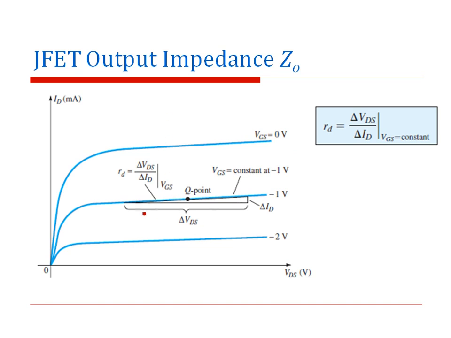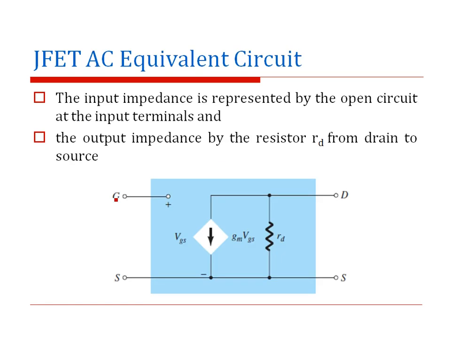For a constant VGS, if you find out the ratio of delta VDS to delta ID, keeping this VGS constant, you will get the rd for that particular condition, or the output impedance.